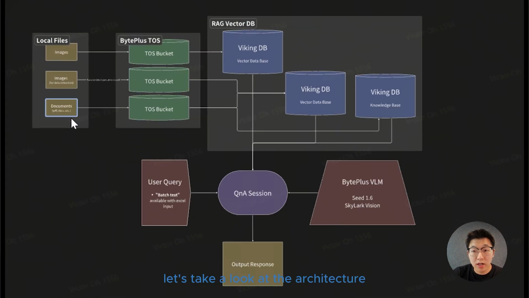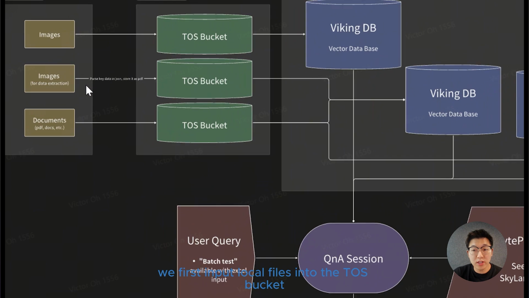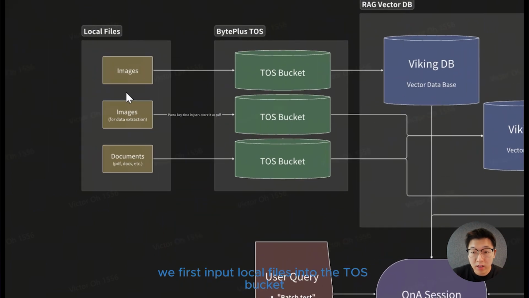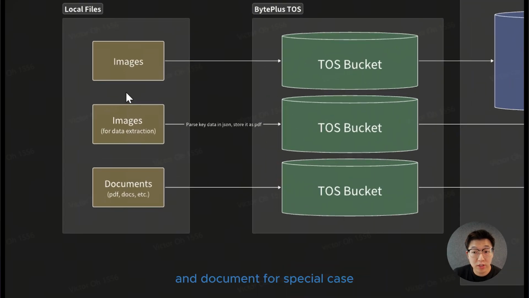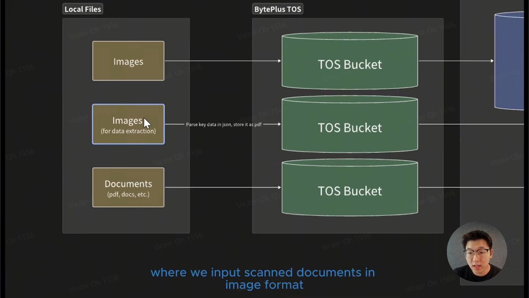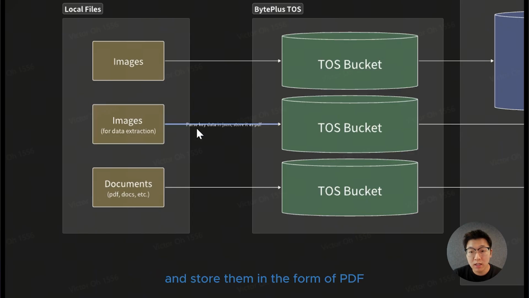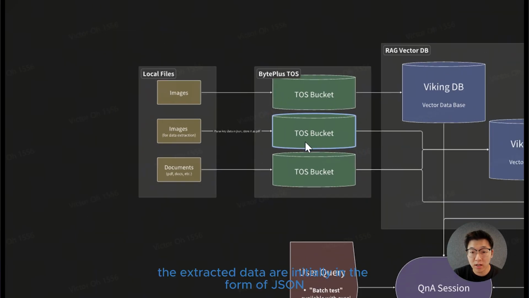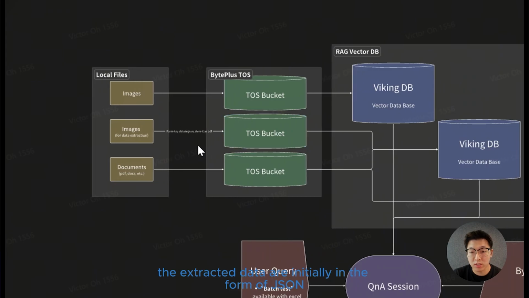Take a look at the architecture design model of the application. We first input local files into the TOS bucket. The local files can be in the form of images and documents. For the special case where we input scanned documents in image format, we want to extract the data from the image. We want to use a VLM call to extract the data and store it in the form of PDF. The extracted data are initially in the form of JSON.